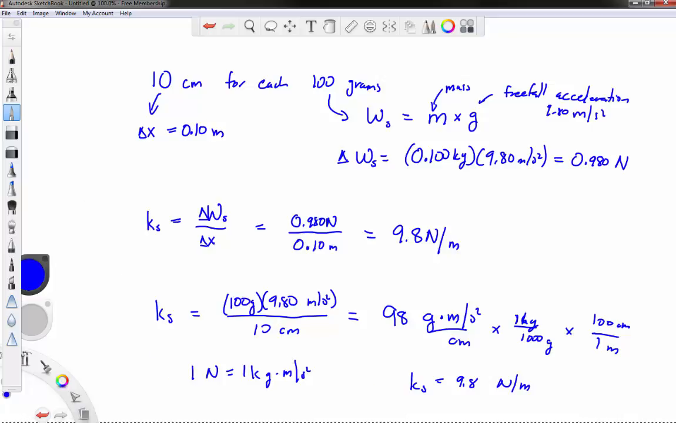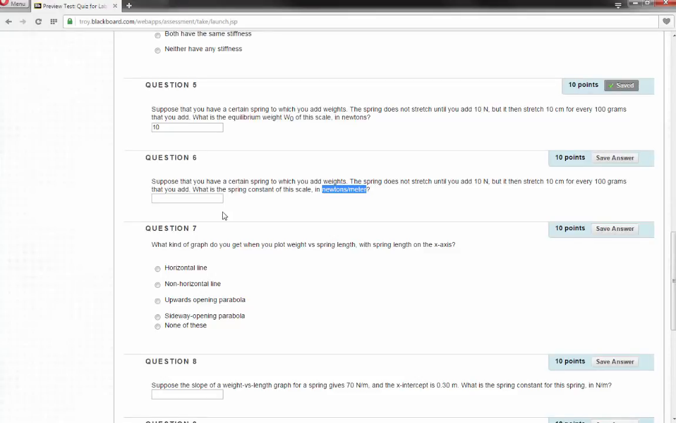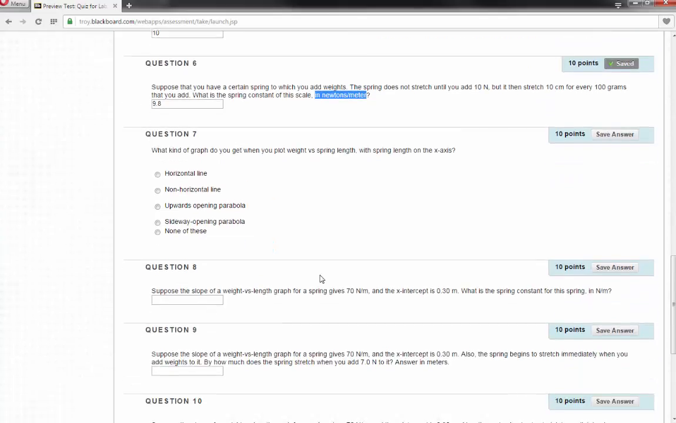Either way, we get the same answer, and so now we come here and we write 9.8 into this line, and that's why it asks on so many of these for a specific unit like this. It's telling you that you've got to convert your units if you haven't done that from the beginning.